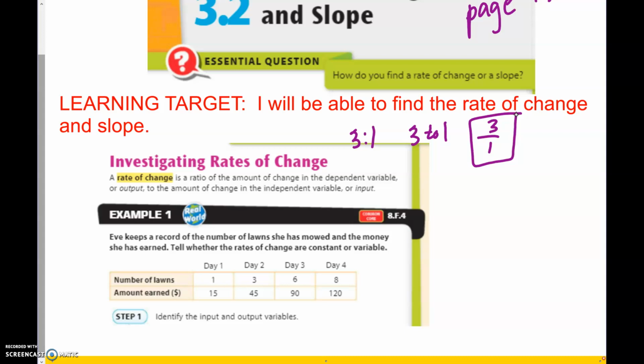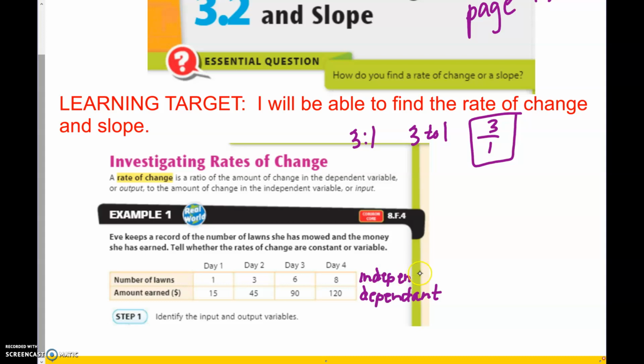So what part is independent? Does Eve get to choose how many lawns she mows? On day 1, she chose to only mow 1 lawn. On day 2, she chose to mow 3 lawns. Day 3, she mowed 6 lawns. Now the amount of money she gets paid is dependent. It is dependent on what she chose to do. So the amount of money depends on how many lawns. So this is called your independent part.